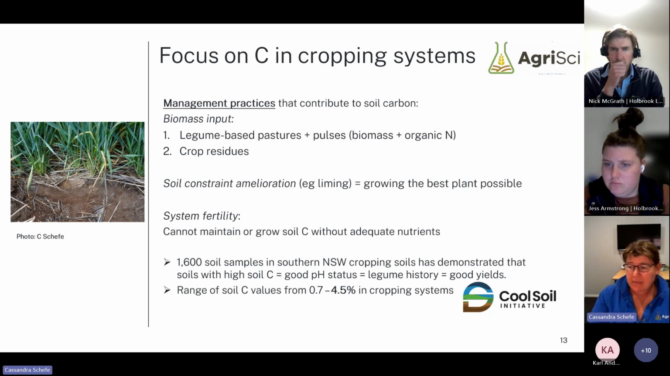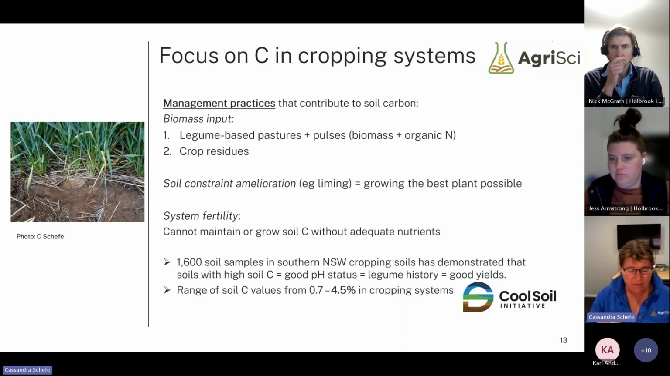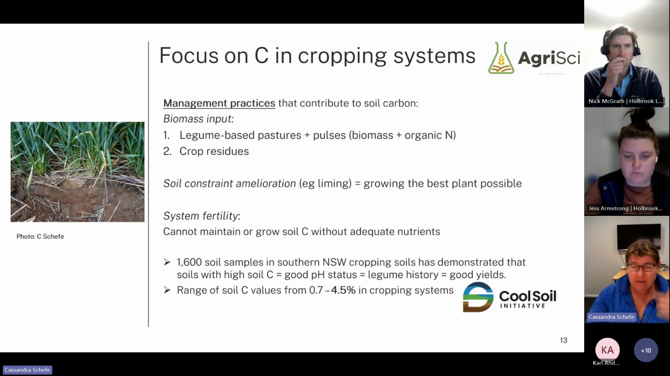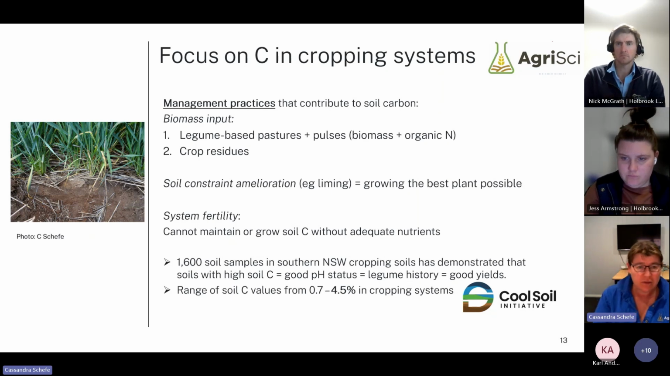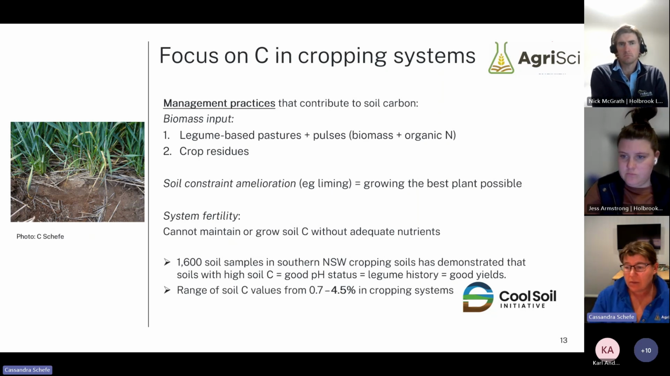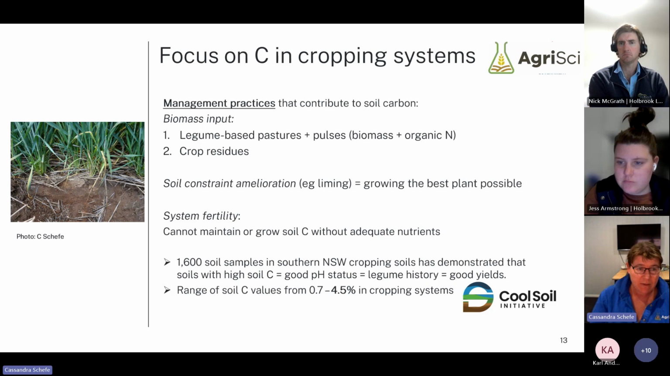System fertility is something that we don't tend to think about enough. We really focus on what's happening with the nutrients that we're adding for specific agronomy reasons, or just putting the fertilizers in to grow that plant. But we know that we can't maintain or grow soil carbon without adequate nutrition.